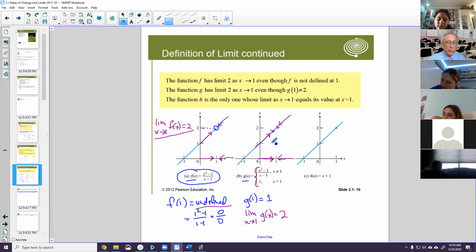I don't care that this point is right there. That is g of 1. Hey, g of 1, more power to you, right? But the limit as x approaches 1 is the y value that I'm getting really close to as my x value gets close to 1. They are not necessarily the same. Sometimes they'll be the same, sometimes they won't, but I'm looking for getting super close, not quite right there.